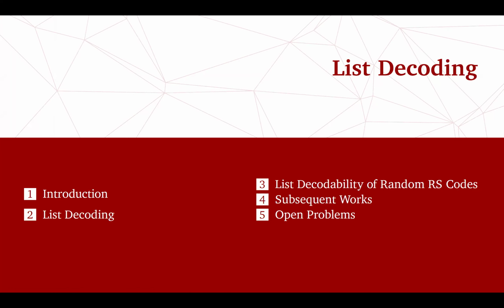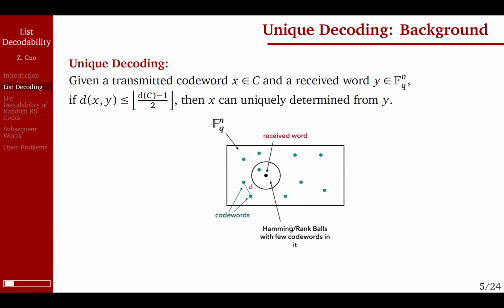So today, this talk is about the list decodability of Reed-Solomon codes. First, let me explain what list decoding is. The traditional notion of decoding is called unique decoding. We are given the transmitted word, which is a corrupted version of the codeword. It's called Y. Y can be different from X, and we want to find X given Y.